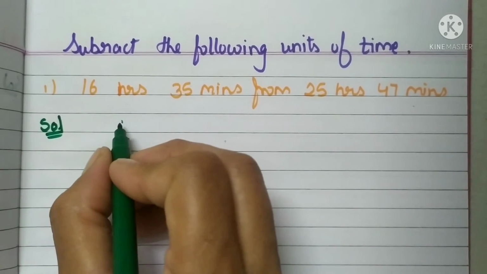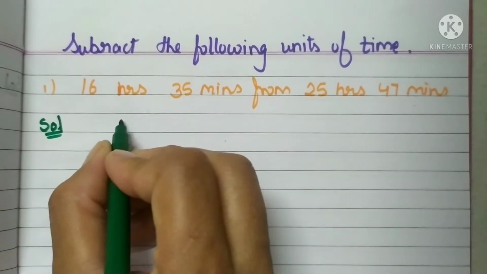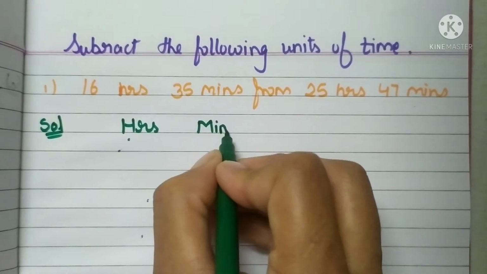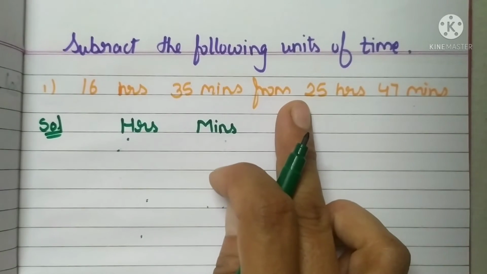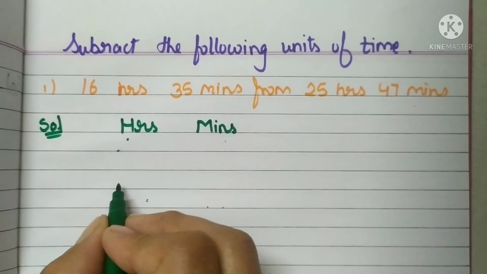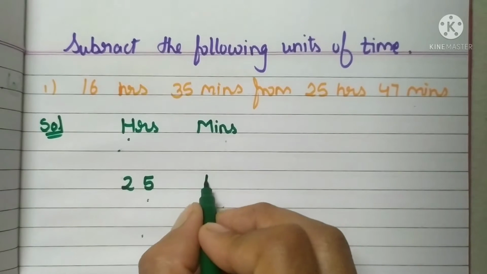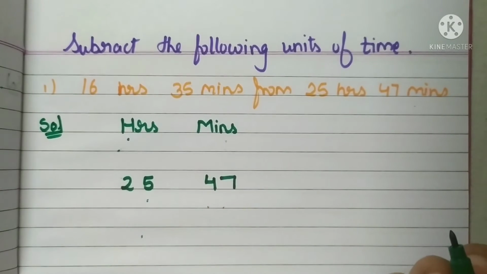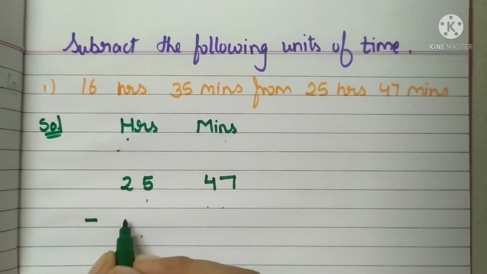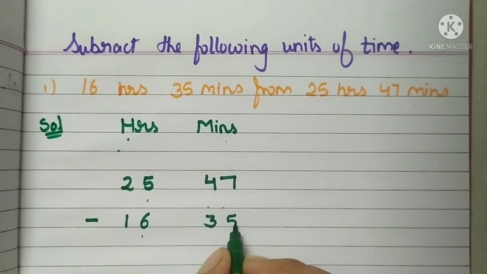So first we have to write the heading because यहाँ पर हमने hours और minutes को subtract करना है. तो first we will write hours and then we will write minutes. Now the bigger is 25 hours 47 minutes. Just leave two lines and then write 25 hours 47 minutes. Now from this number we have to put the sign of minus 16 hours 35 minutes.